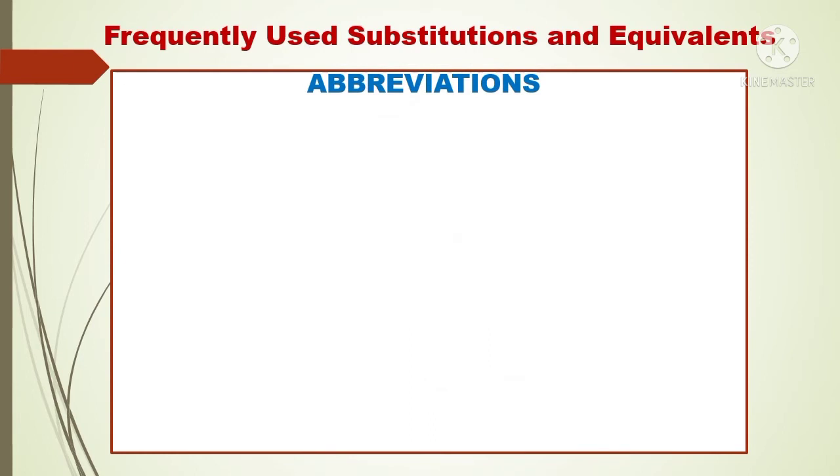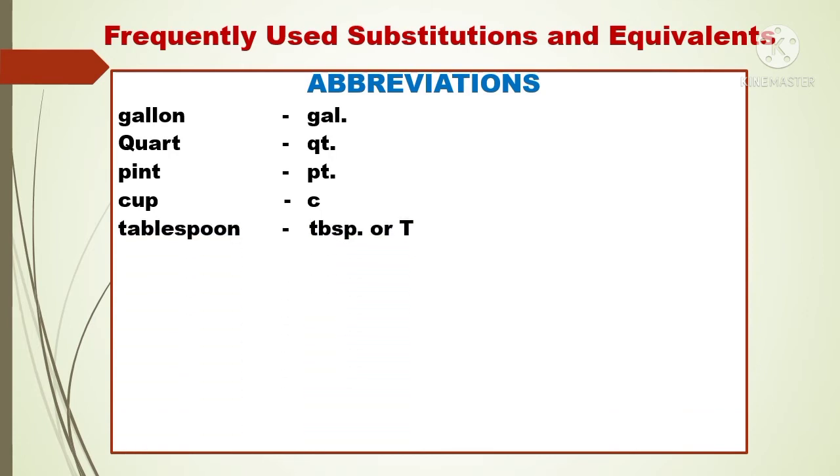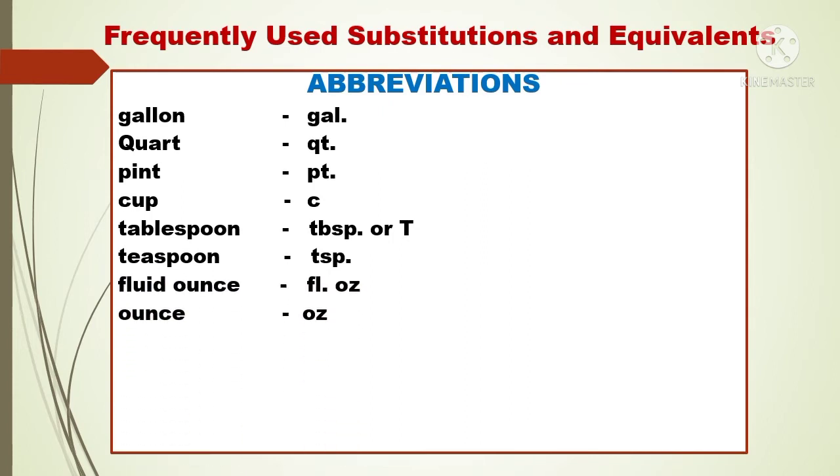Now let's proceed to some common abbreviations. Gallon can be abbreviated as GAL. Quart is QT. Pint is PT. Cup is C. Tablespoon is TBSP or Big T. Teaspoon is TSP. Fluid ounce is FLOZ. Ounce is OZ. Pound is LB. Gram is G. Kilogram is kg.